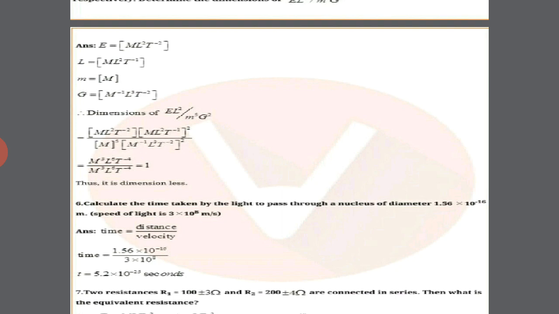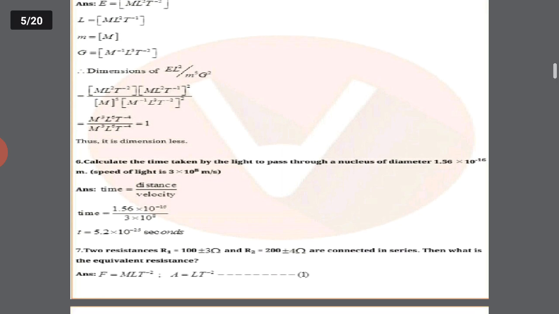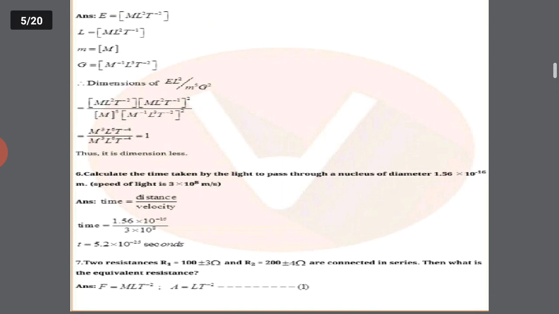Okay, next question. Two resistances, R1 is 100 plus minus 3 ohm and R2 is 200 plus minus 4 ohm, are connected in series. What is the equivalent resistance?